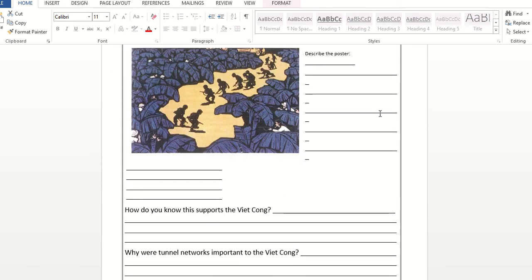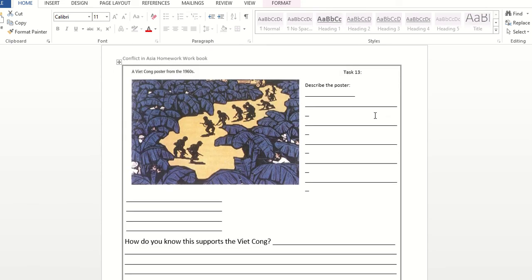See if you can have a go at task 13. To give you a bit of help, the poster is a Viet Cong made poster and it's supporting them. Look in the picture. Who are the good guys and who are the bad guys?